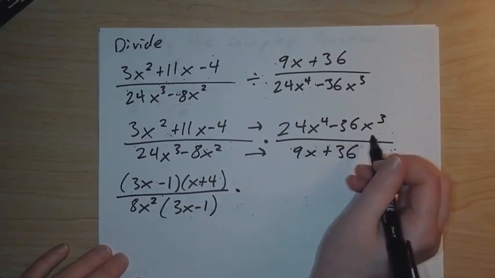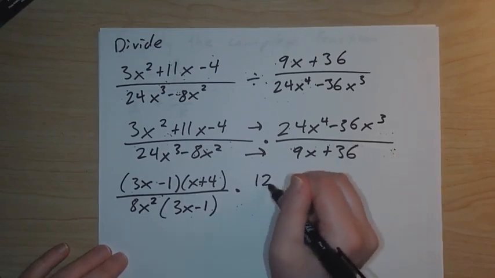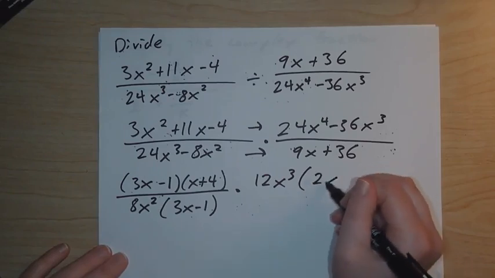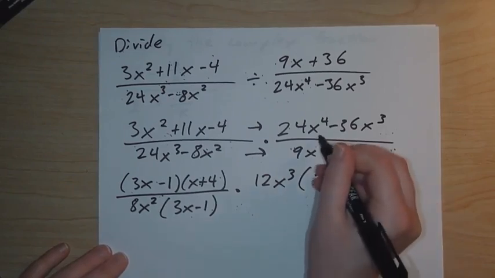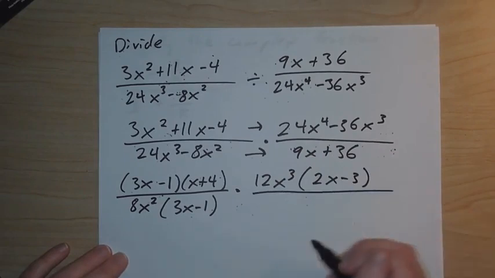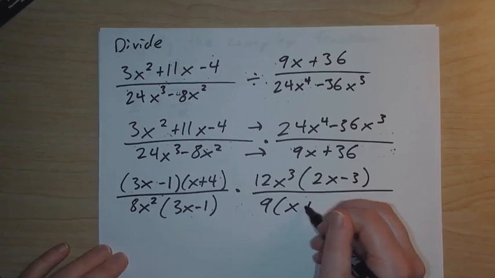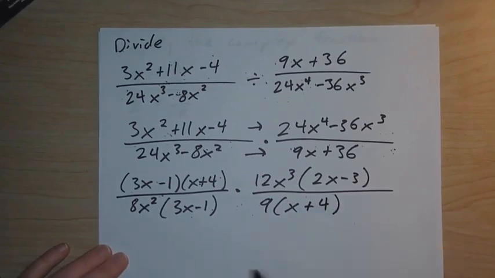And the top one we can factor as 12x cubed times 2x minus 3, taking out 12x to the 3rd from the top. And then on the bottom we can take out 9. So we're left with x plus 4. So this is how these each factor.